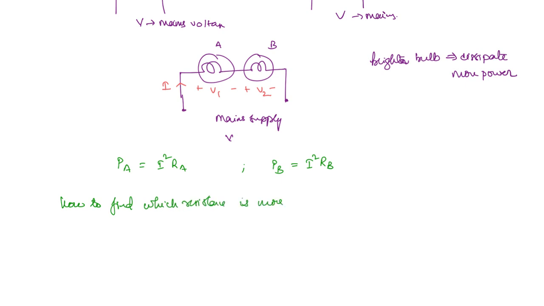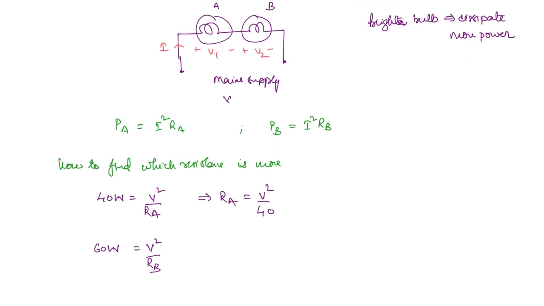We know that the 40 watt bulb is equal to the mains voltage squared divided by RA. So that means RA is equal to V square by 40. And the 60 watt bulb at the mains voltage you can write as V square by RB. So this is the case when you are connecting the bulb to the main supply. That is what is given in the question. 40 watts means at the main supply the power dissipated is 40 watts, so V square by resistance will give you 40. Similarly for bulb B, V square by resistance will give you 60 watts. So RB here is V square by 60.